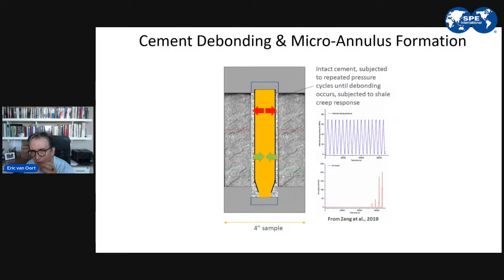The other test that we are doing is a test where we have good cement, well-bonded cement, behind the casing. But then we do pressure cycles inside the casing, trying to debond the cement from the casing. So cycling pressure up and down, and then at some point seeing if we can see breakthrough.